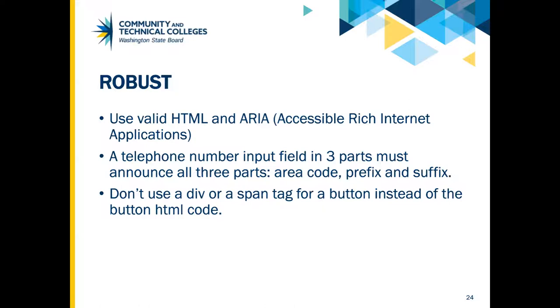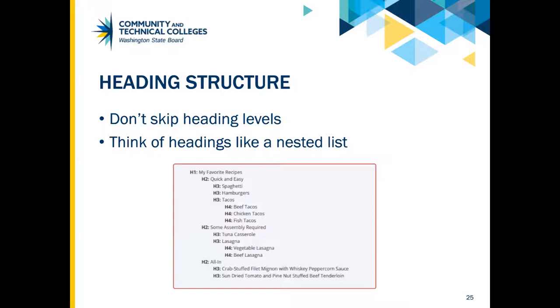Robust criteria are accomplished through the coding of websites and applications, which Greg will cover more in depth in his segment. Items that pertain to page managers are a telephone number input field in three parts must announce all three parts, the area code, the prefix, and the suffix. Use button HTML code, not a div or a span tag. Now we're going to talk about semantic HTML, starting with heading structure. Heading structure is important for those using assistive devices or not.